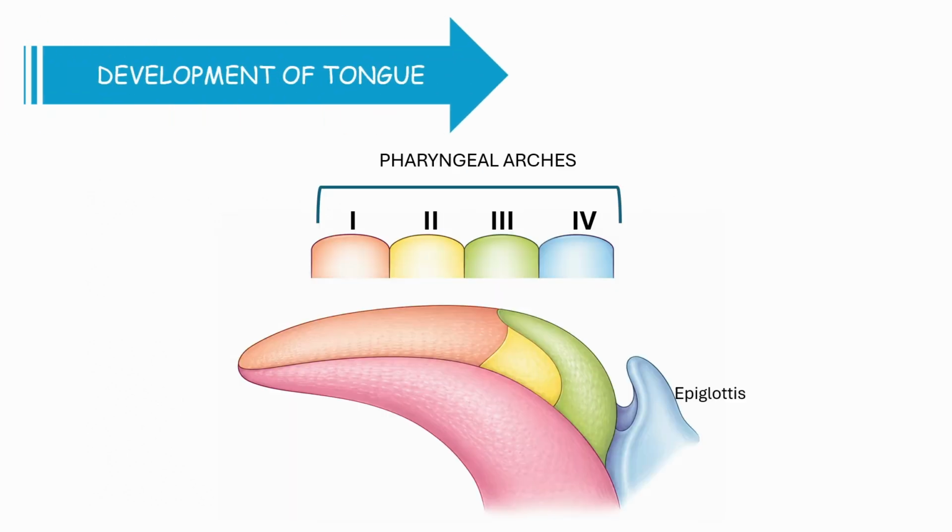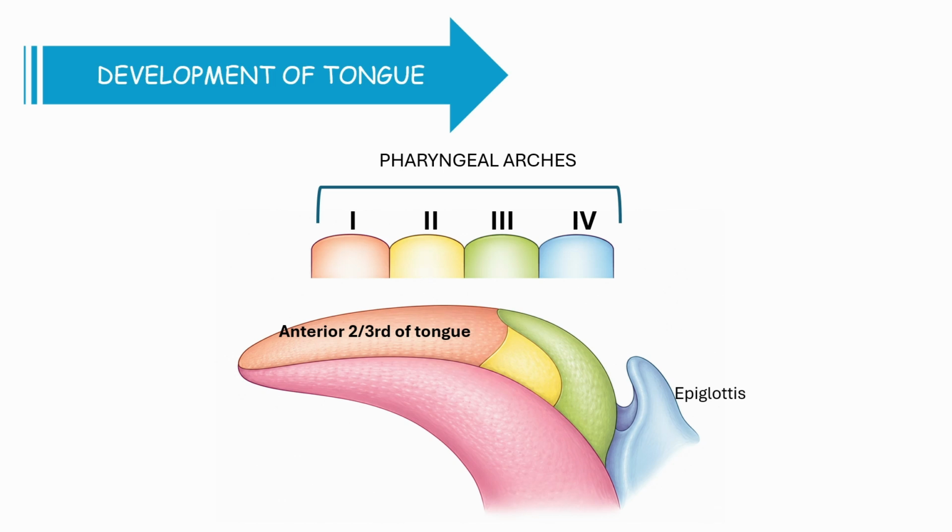Now the two lateral lingual swellings outgrow the tuberculum impar and merge with each other to form the anterior two-thirds of the tongue. The line of fusion of these two lingual swellings in the median plane will form the median sulcus on the dorsal surface of the tongue.